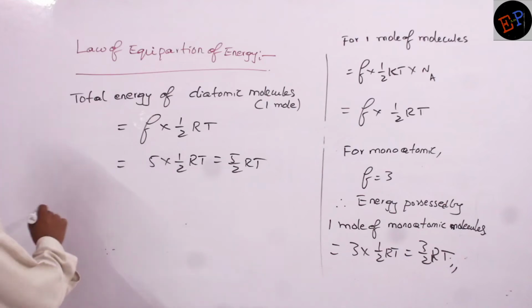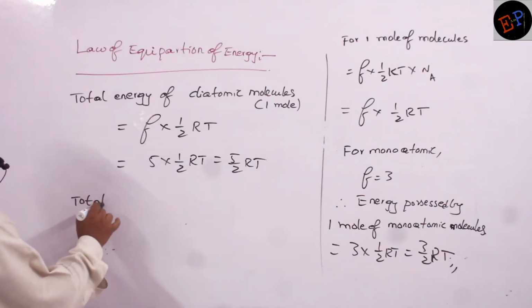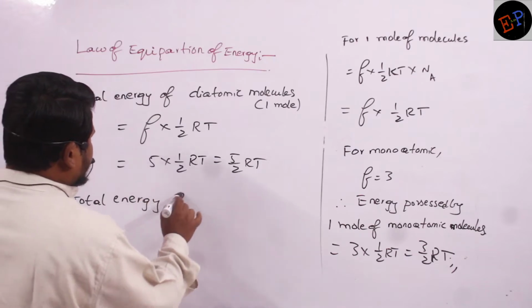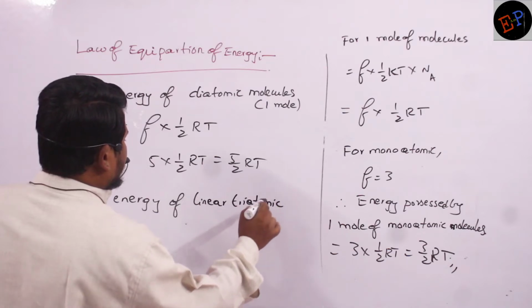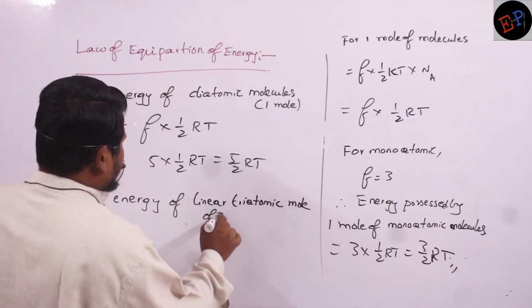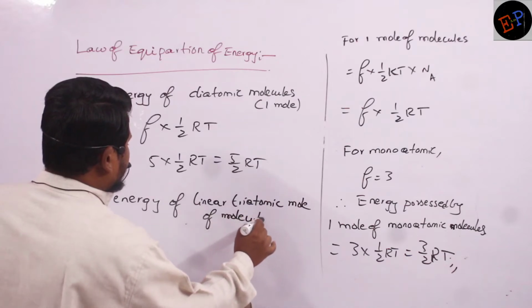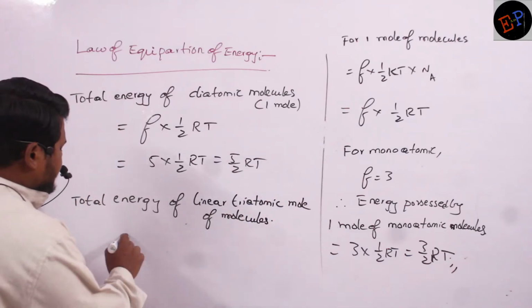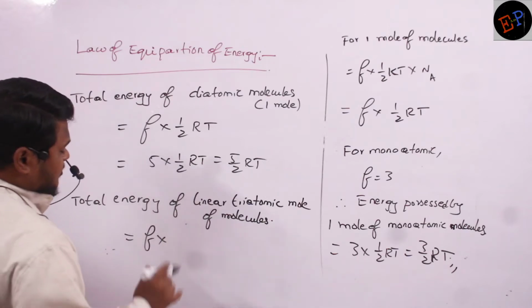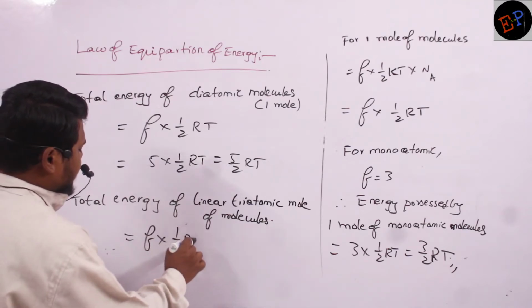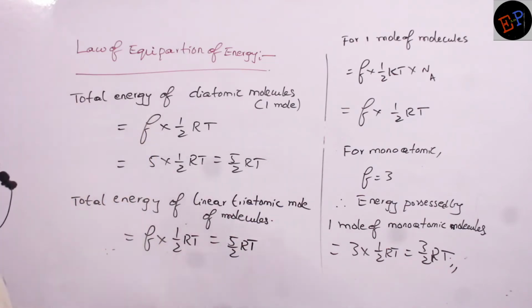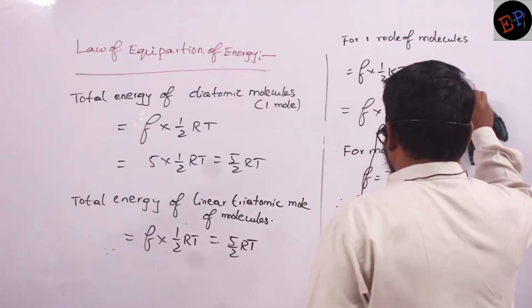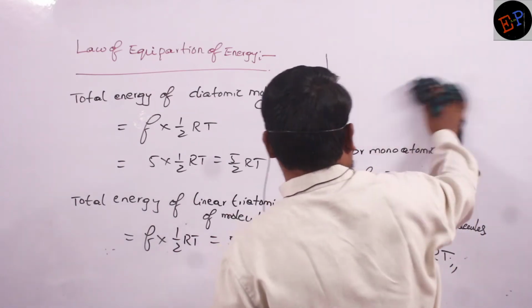Clear? Similarly, the total energy of a linear triatomic mole of molecules. For linear triatomic, how many degrees of freedom? 5 only. Linear triatomic, 5 degrees of freedom. So F into half RT. F value 5. 5 by 2 RT. That's all, no? For non-linear triatomic, 6 degrees of freedom. 6 by 2 RT is 3 RT. Like this you can calculate.